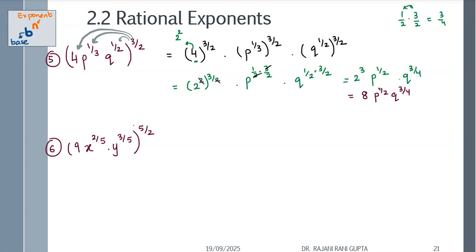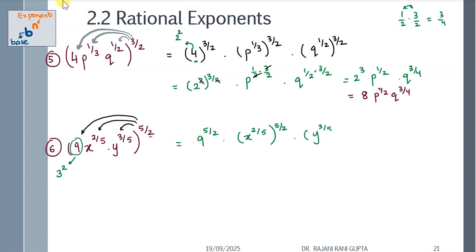Doing in the same way, distributing the power to each term. Again, you see in the denominator you have 2. So you try to write 9 as 2 power 2 of a number. So which is 3. Correct. So yes, you can write it as 9 power 5 over 2, x power 2 over 5 again power 5 over 2, y power 3 over 5 and power 5 over 2. So 9 you can write it as 3 power 2 times 5 over 2.